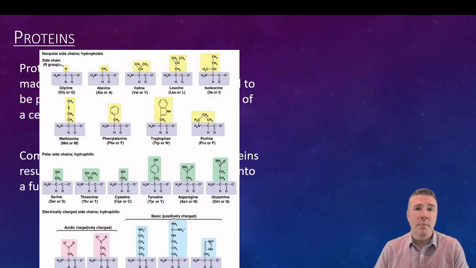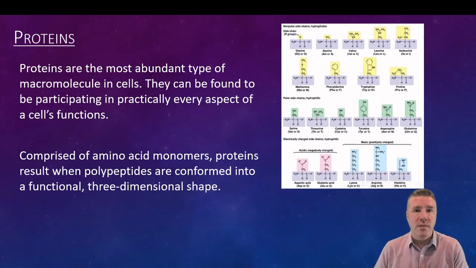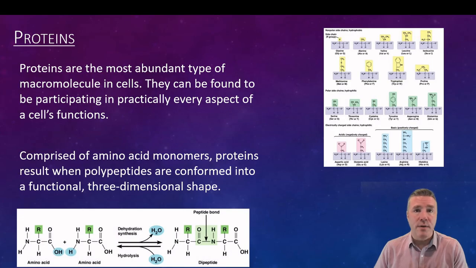This table shows the amino acids in their charged forms called zwitterions. However, amino acids also exist in an alternate, uncharged form. Because the amino group can accept a hydrogen ion or proton, it's considered basic. The carboxyl group can give up a proton, making it acidic. Just as with carbohydrates, amino acids are linked together via dehydration synthesis. The resulting bond, called the peptide bond, is what links amino acids together.